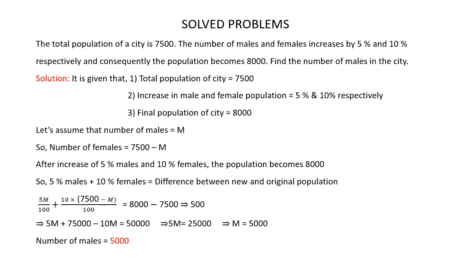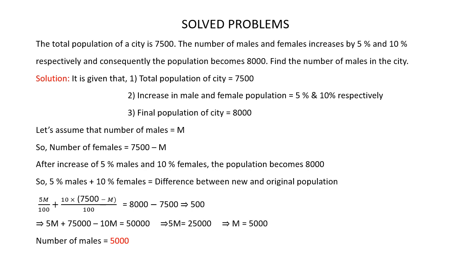Now it's given that the total population of the city is 7,500. Increase in male and female population is 5% and 10% respectively. The final population of the city is 8,000. We are asked to find the number of males in the city. So let's assume that the number of males is M. We know that the total population of the city is 7,500. So number of females is 7,500 minus M.